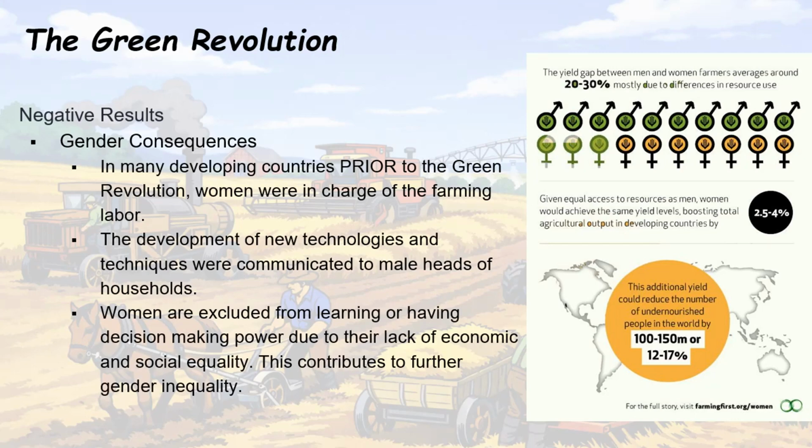Millions. So the irony? The Green Revolution was designed to fight hunger, but limiting women's access to resources meant production was not reaching its full potential. Women were often excluded from learning new techniques and from having decision-making power because of economic and social inequality. Production went up overall, yes, but gender inequality in some places deepened. The crops upgraded, the systems modernized. But the power structures? Not so much.